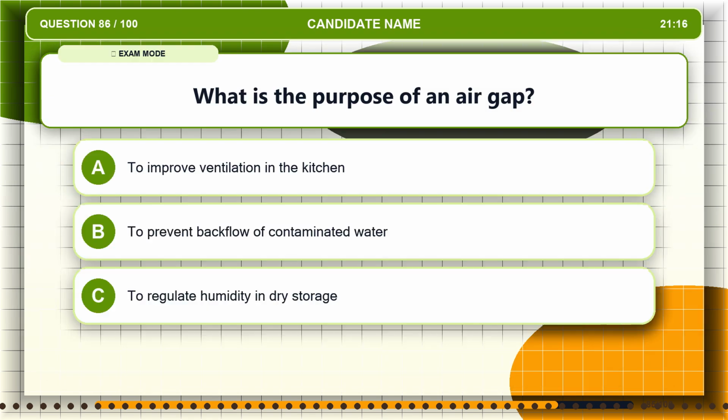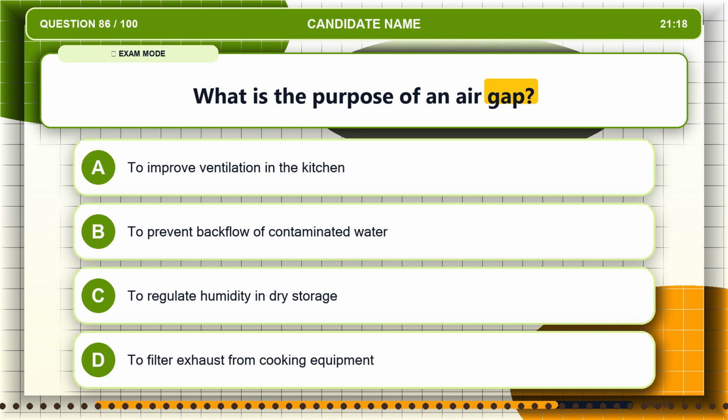Question 86. What is the purpose of an air gap? Option A, to improve ventilation in the kitchen. Option B, to prevent backflow of contaminated water. Option C, to regulate humidity in dry storage. Option D, to filter exhaust from cooking equipment.